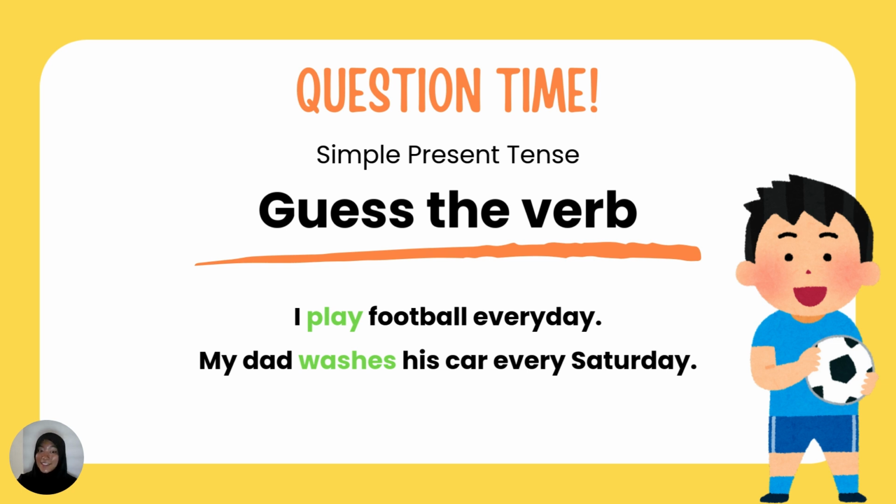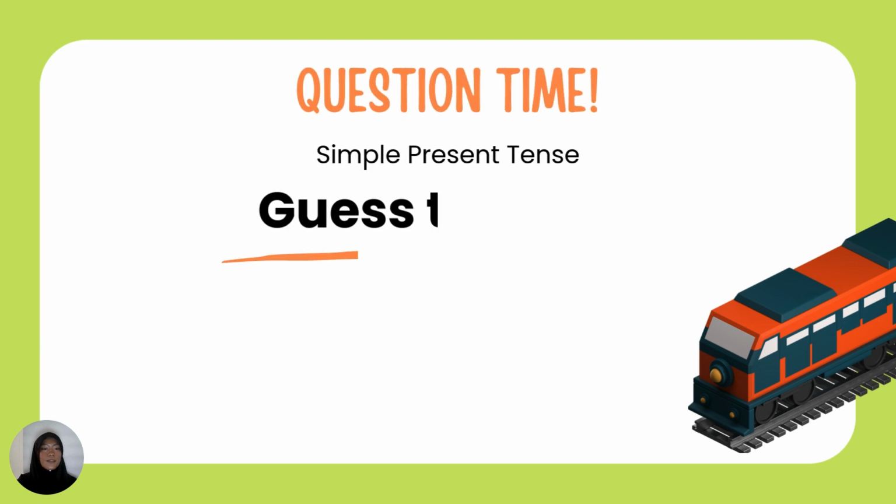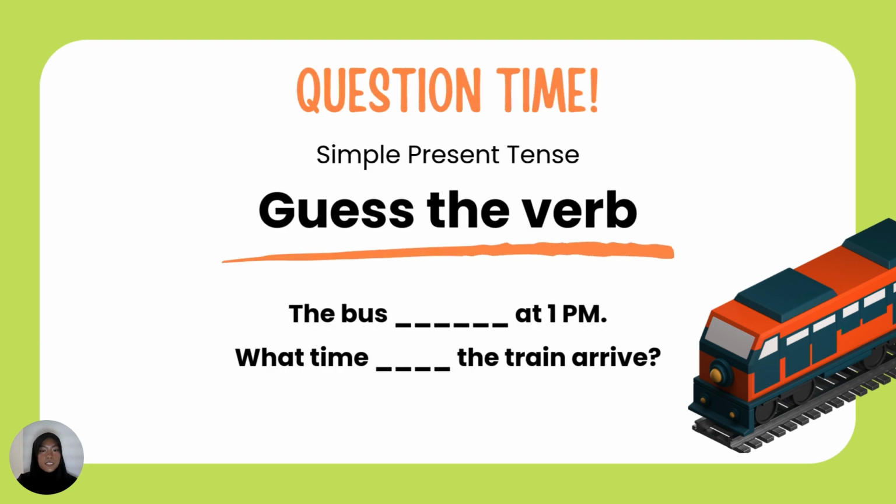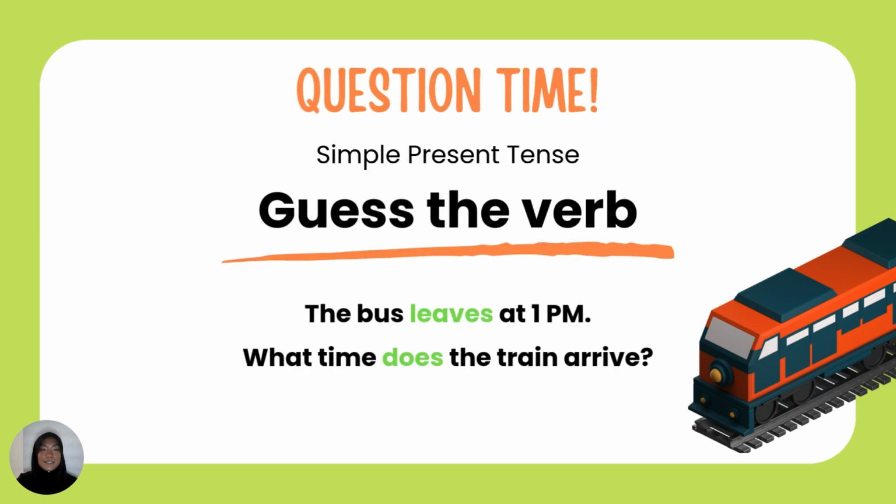So why do we add es to the verb? The base form for washes is wash, and we add es to the verb because it's for third person singular. Next question, the bus at 1 p.m. What time the train arrives? So the answer: the bus leaves at 1 p.m. What time does the train arrive?